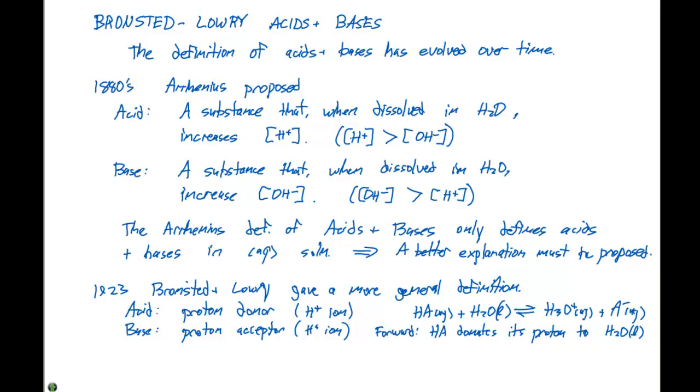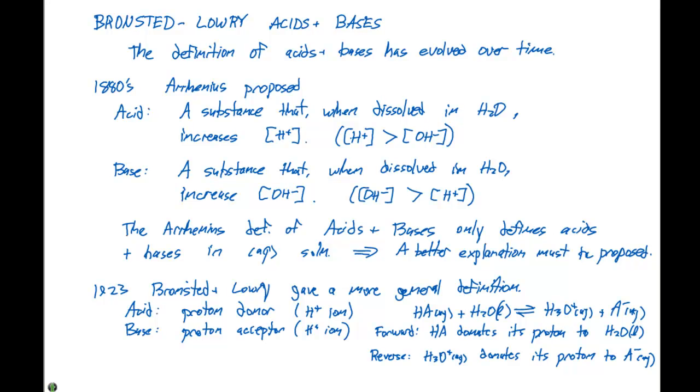Bronsted-Lowry base. If we look at the reverse reaction, we can say that H3O+ donates its proton to the A-. And again, here we can say that the proton donor is the H3O+, so it's going to be a Bronsted-Lowry acid, and the proton acceptor, which is the Bronsted-Lowry base, is going to be the A-.